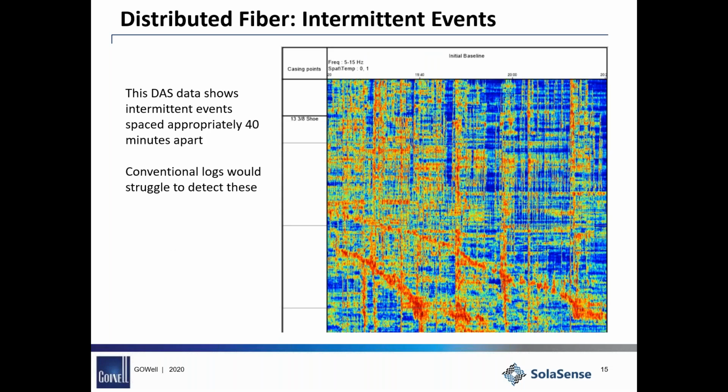This example is kind of interesting because quite often baselines are not true baselines. So in this case, towards the bottom of the surveyed interval, we've got a couple of features that are progressing down the length of the well, down to the bottom of the well.